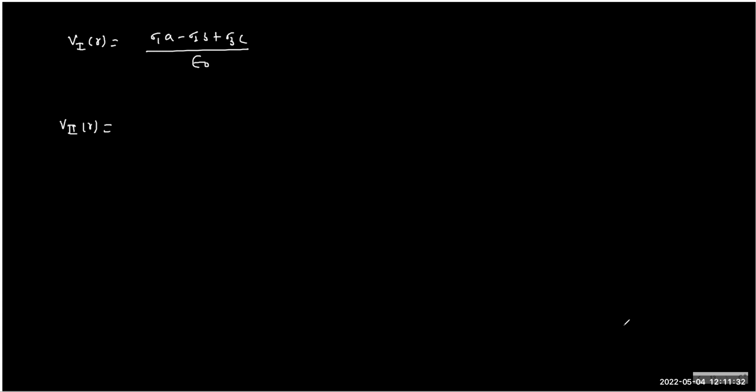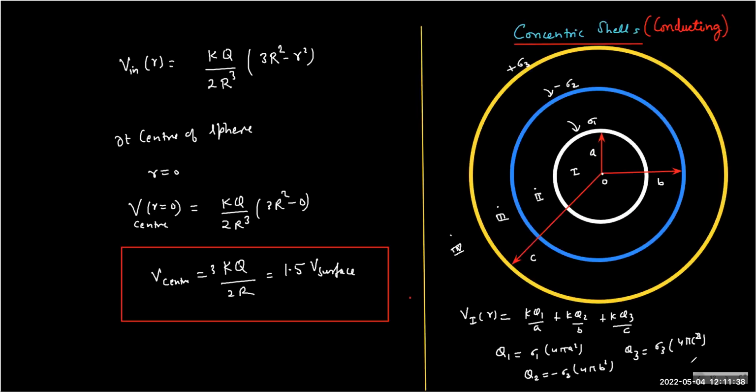Sir, once again, can you show the radius? Which one is the smallest? A. A is the smallest. Okay, sir.